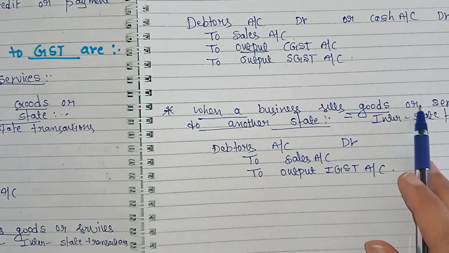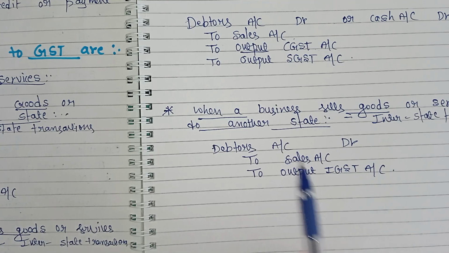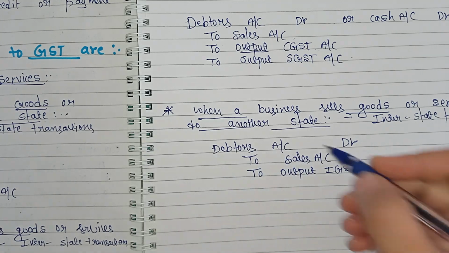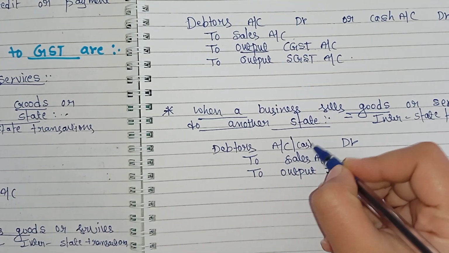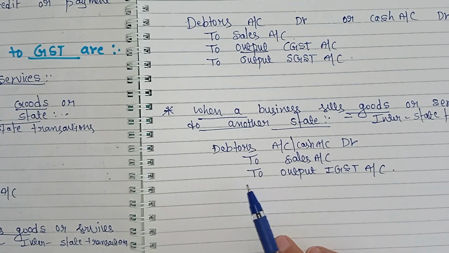When a business sells goods or services to another state, meaning the trader in Haryana sells goods to a trader in Maharashtra, that is two different states. That is called an interstate transaction. So the entry is debtors or cash account debit, to sales account, or to output IGST account. What is output IGST account?